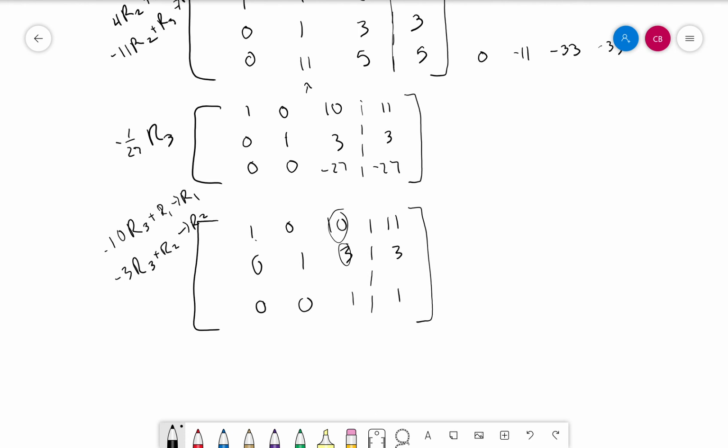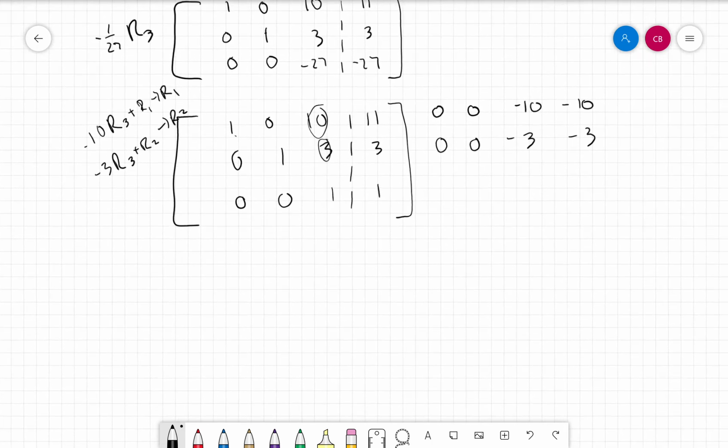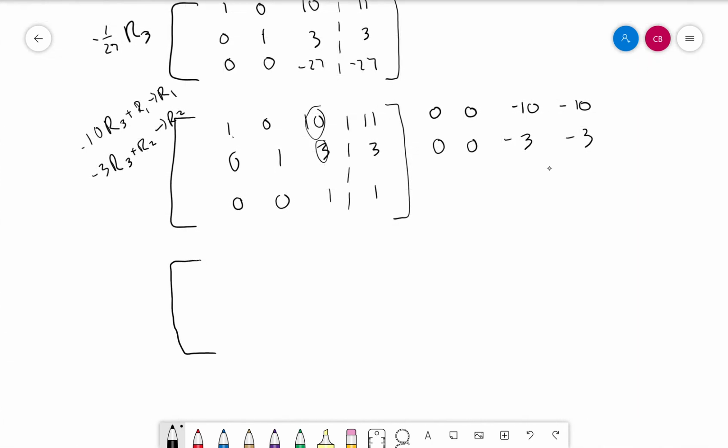Okay, so this is going to give us the following. Negative 10 times row 3 is 0, 0, negative 10, negative 10. Negative 3 times row 3 is 0, 0, negative 3, and negative 3. We add those together, I'm just adding this to this, we get 1. 0 and 0 is 0. Negative 10 and 10 is 0, which is what we wanted. 11 minus 10 is 1.